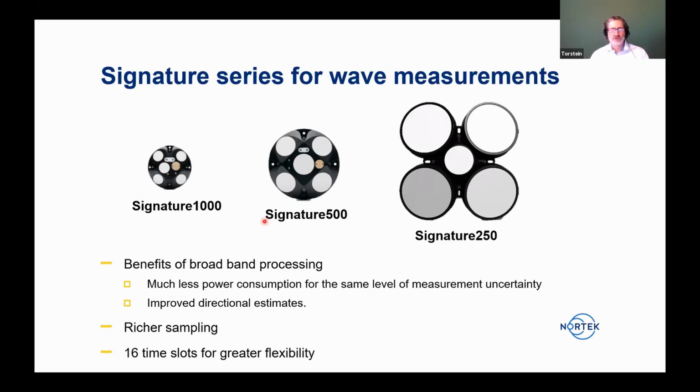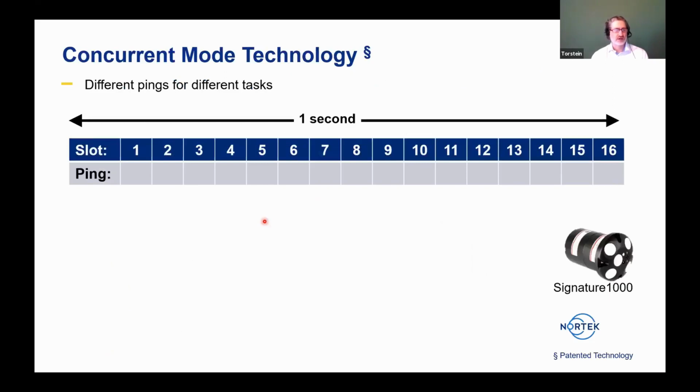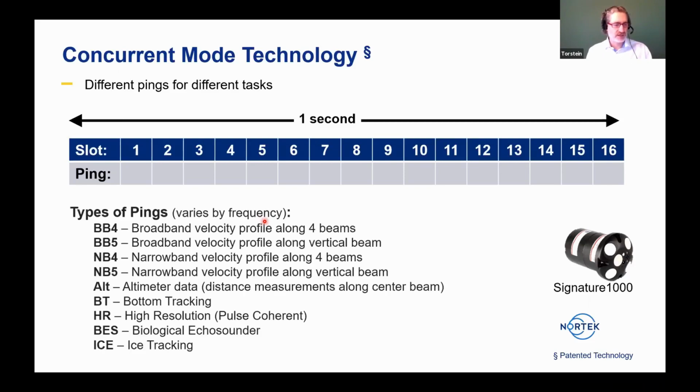So I'm talking about wave measurements, but this instrument can be used for much more than that, and that's what the Signature really allowed for. I'm sure the Signature series will be talked about again in other webinars, but let me just give you a glimpse of what it's about. Each second we have 16 time slots, and these different time slots can be used for different tasks. These are our pings, and this is the different types of functionality that you can use them for.